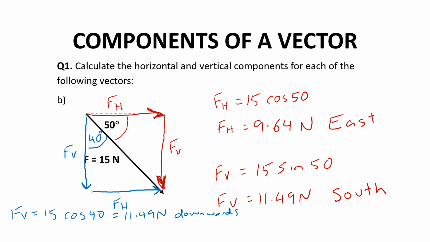And f horizontal in this case is opposite to the angle, so we have to use the sine ratio. Sine 40 equals f horizontal over the hypotenuse, over 15. So f horizontal equals 15 times sine 40. And f horizontal must be equal to 9.64 newtons. And f horizontal is to the right, so we can write here east.